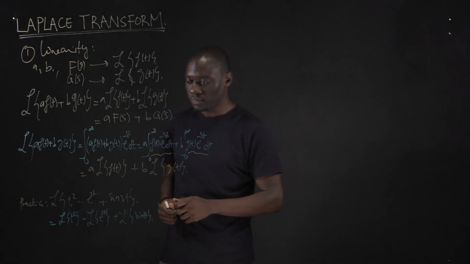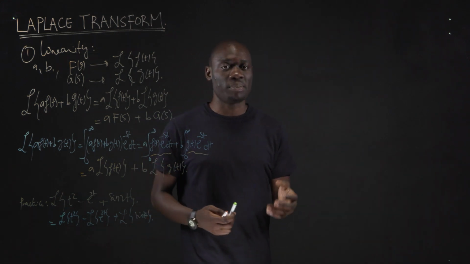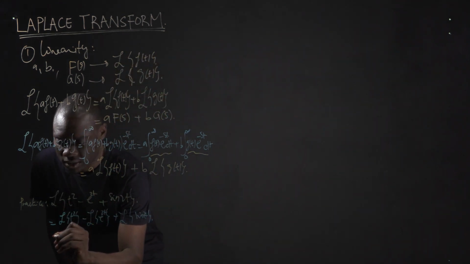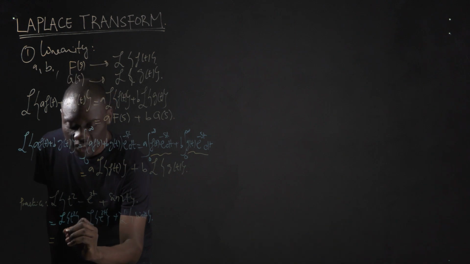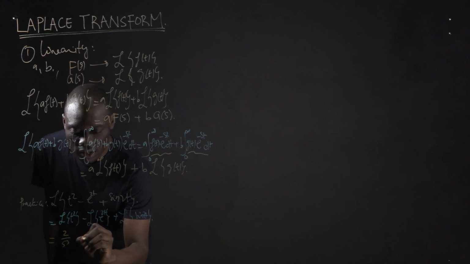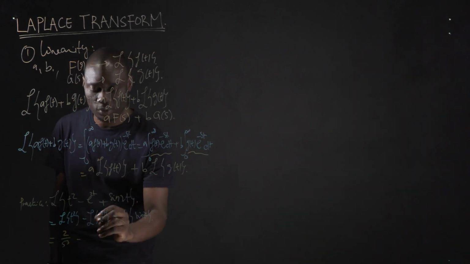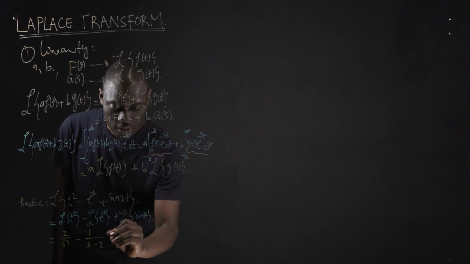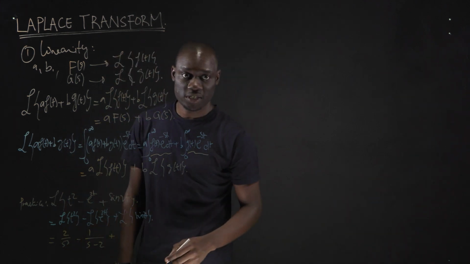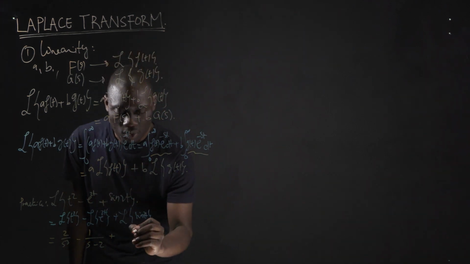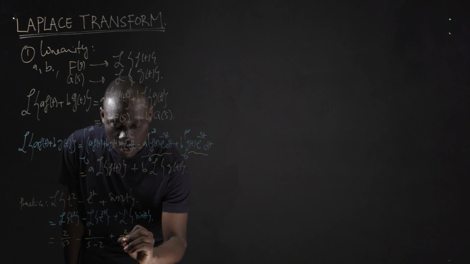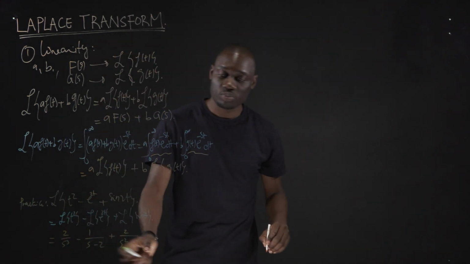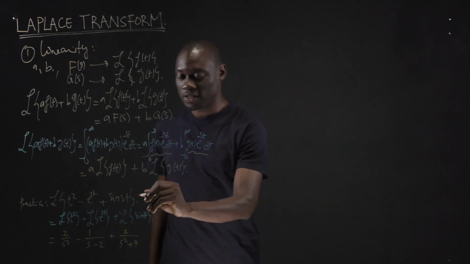So having this and using the Laplace transform table, we can easily find the Laplace transform of this. This gives me 2 over s cubed minus, right, the exponential will give me 1 over s minus 2, and the Laplace transform of sine 2t will give me 2 over s squared plus 2 squared, which is s squared plus 4. So this will be the answer of the Laplace transform of this function.